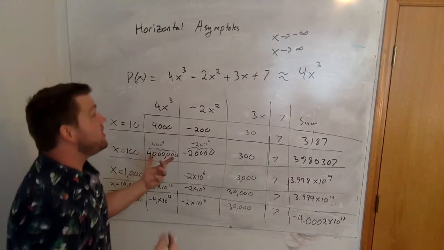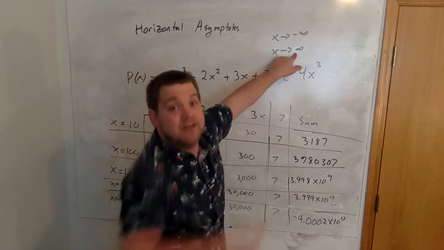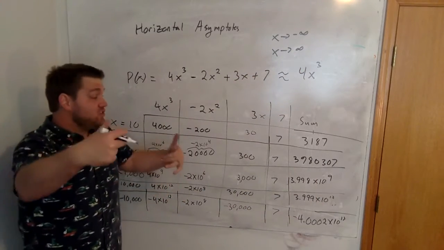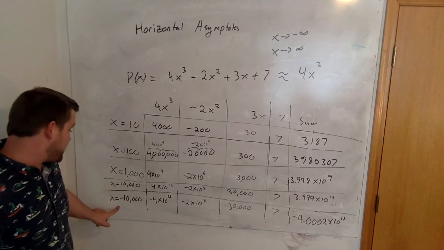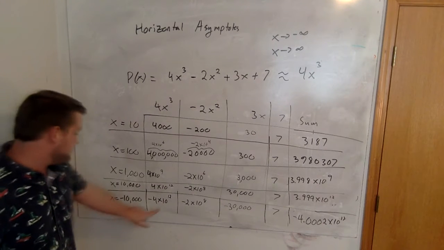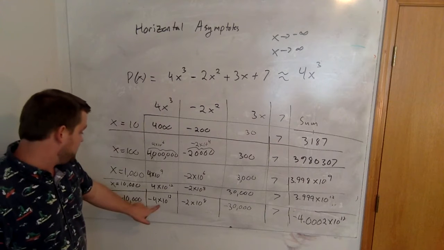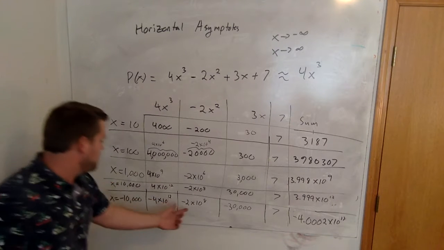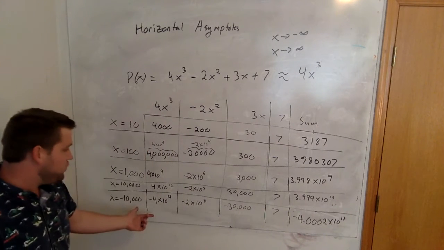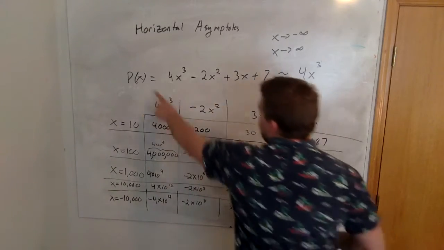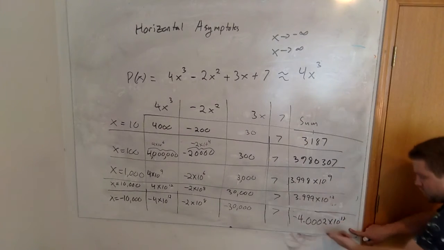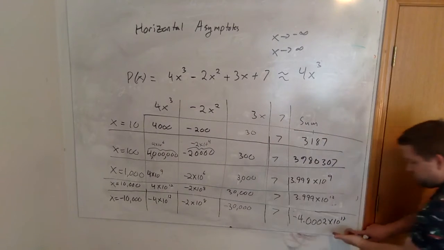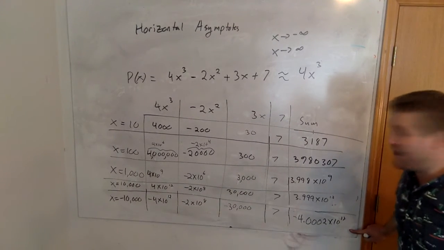Now, this isn't just true when we go to infinity. It's also true if we go in the other direction, towards negative infinity. Here I'm plugging in negative 10,000. If you plug in negative 10,000, for this piece you get a negative 4 times 10 to the 12. Here are all the other pieces. But if you add them all up, evaluating this function versus just evaluating 4x cubed, their outputs are pretty much the same.